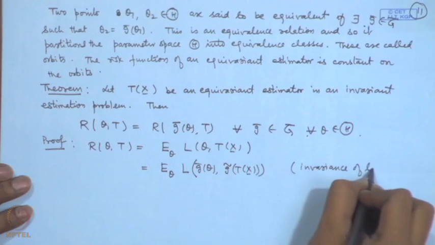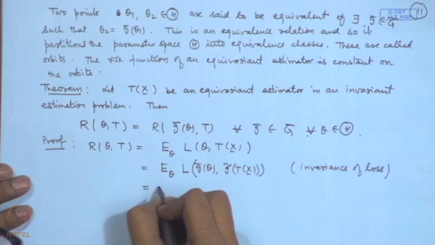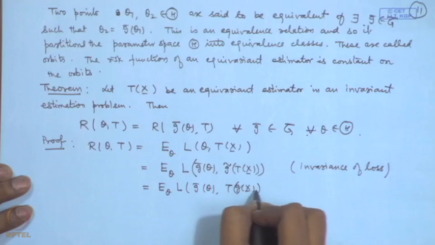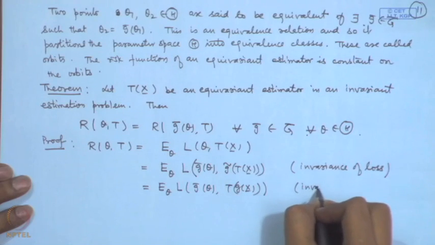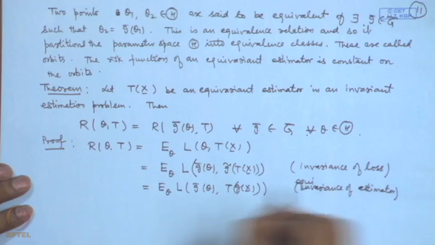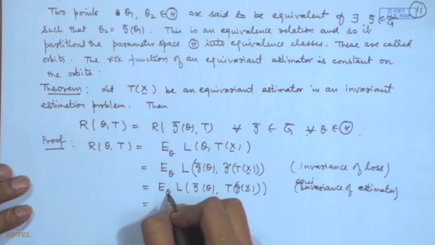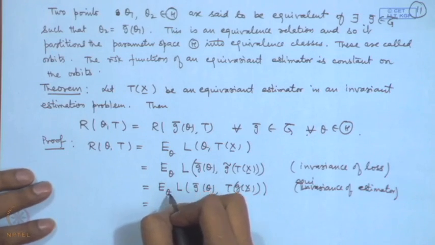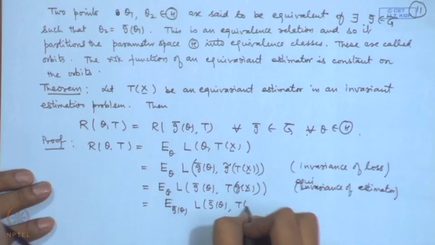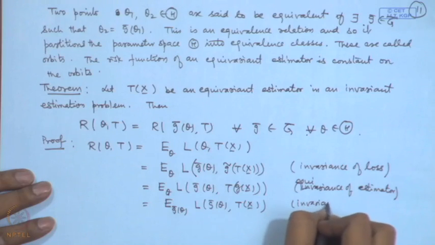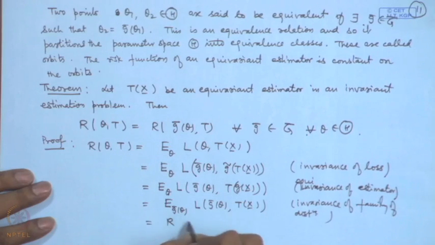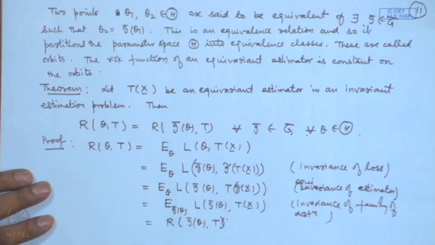Invariance of loss. Now, this we can write as expectation of L(g bar theta, T(g(x))), because g tilde of T(x) is equal to T(g(x)), because of the invariance, or rather equivariance, of the estimator. Now, if x has distribution theta, then g x has a distribution g bar theta. So, we can express it as expectation under g bar theta of L(g bar theta, T(x)), that is by invariance of the family of distributions. But this is nothing but the risk of T at the point g bar theta.